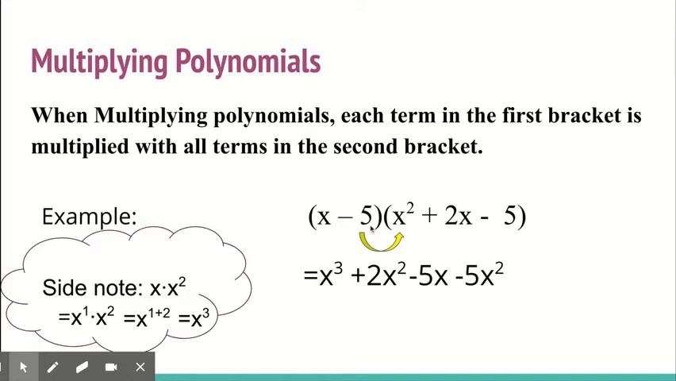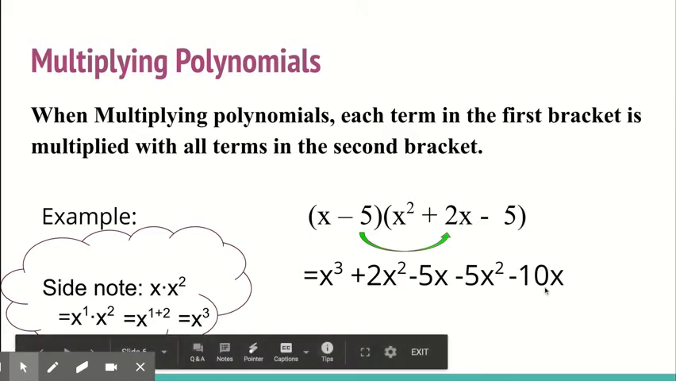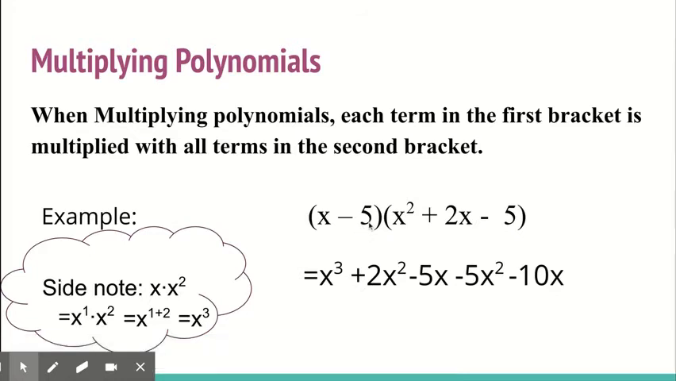Okay, and then after that, we're going to take the negative 5 and multiply it by the positive 2x. So negative 5 times 2 gives me negative 10, and then we just put the x on the end. And then the last thing is we take that negative 5, that second term, and we go to the last term in the second bracket. So I've got negative 5 times negative 5. Put that into your calculator, and negative times a negative makes a positive, so I get plus 25.